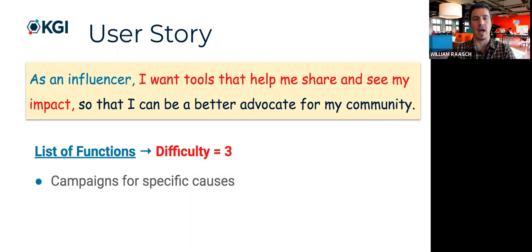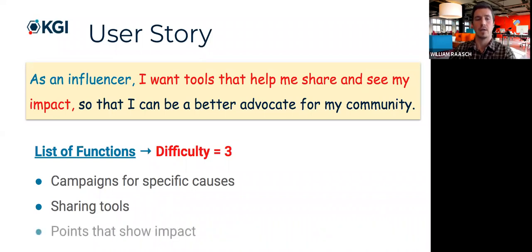So some examples are having campaigns for specific causes. So creating campaigns that match the desires of that influencer and match the community within which that influencer lives and has influence. Also tools that help them share. And then points, or some sort of system that helps them see their impact. So this is an example of 3 user stories that I use for WeHealth in order to roll out new features for our product. Any question about the user stories or how that fits into a sprint or iteration or just in general agile methodology?